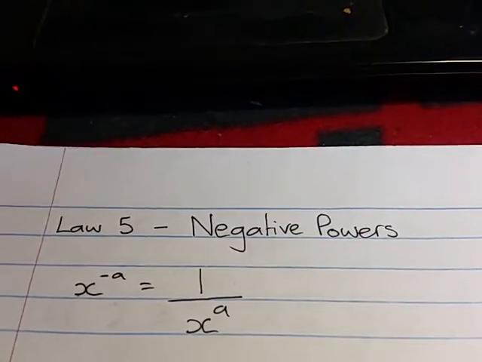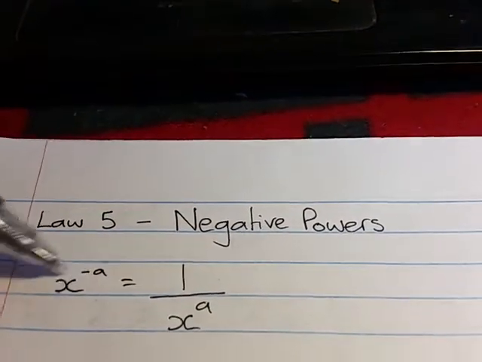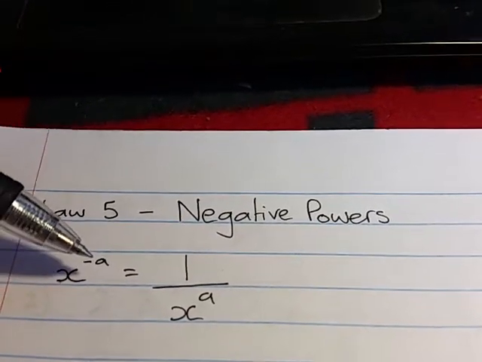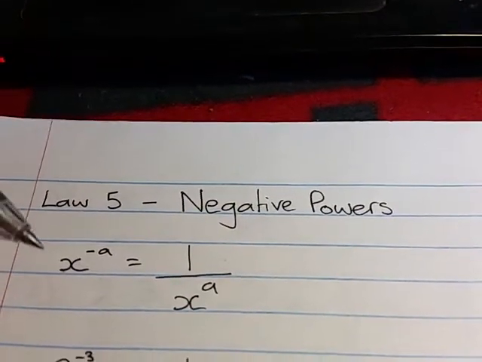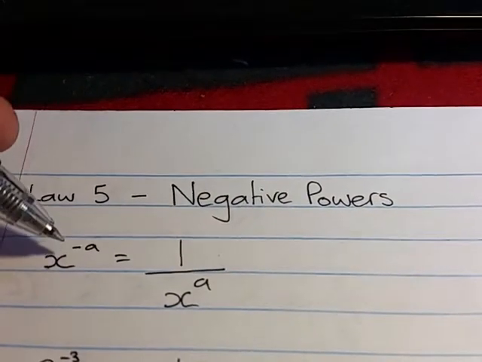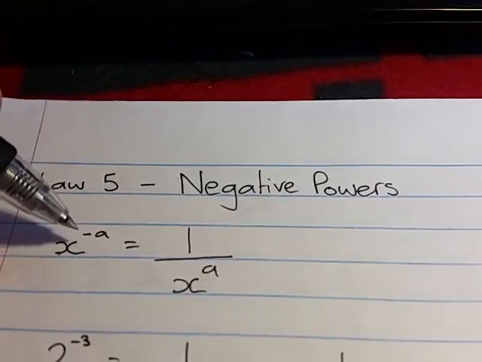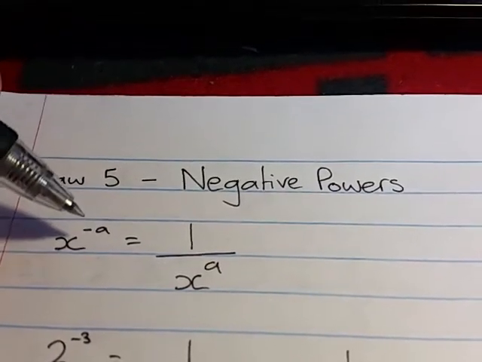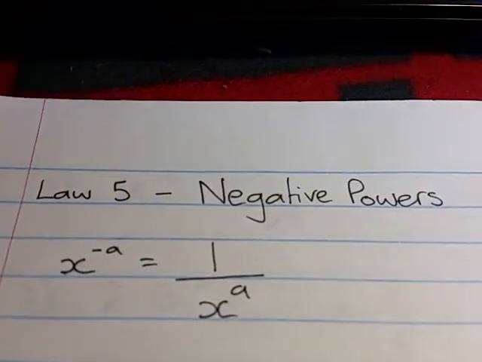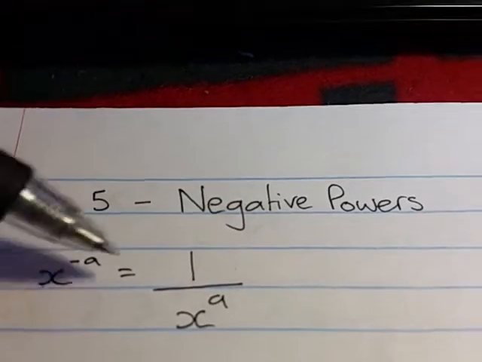This is law number 5, negative exponents. Here I've got a situation of x raised to the exponent negative a. We've seen x to the a, yes, but x to the negative a we have not seen yet. What happens in this situation? This is the law in which fractions become involved whether you like it or not.